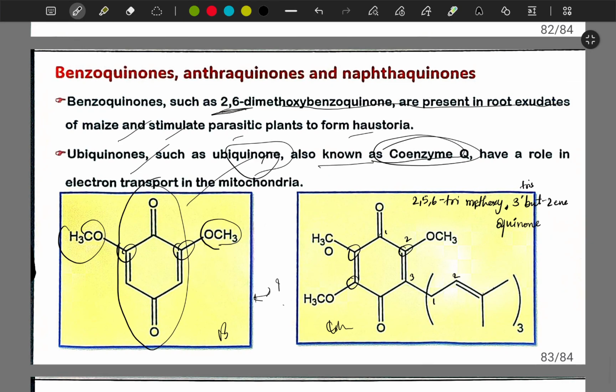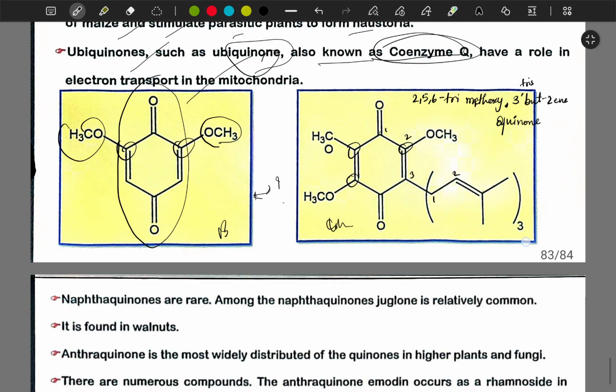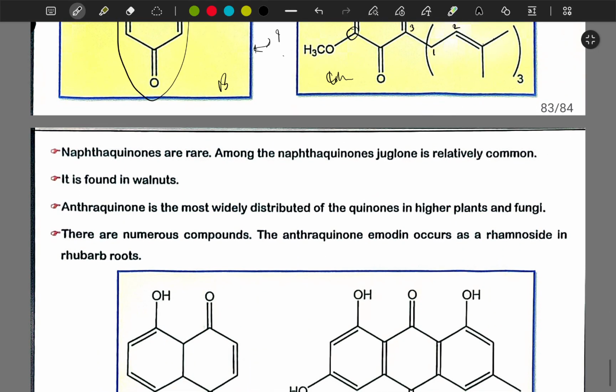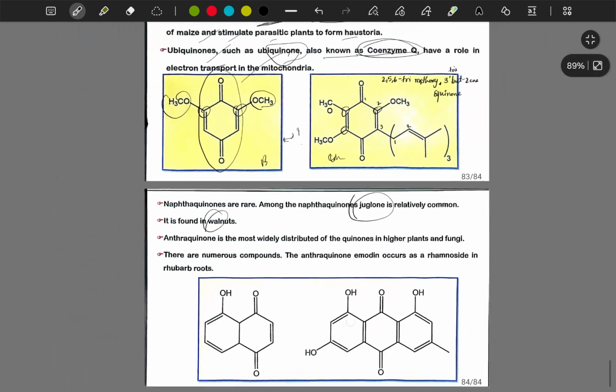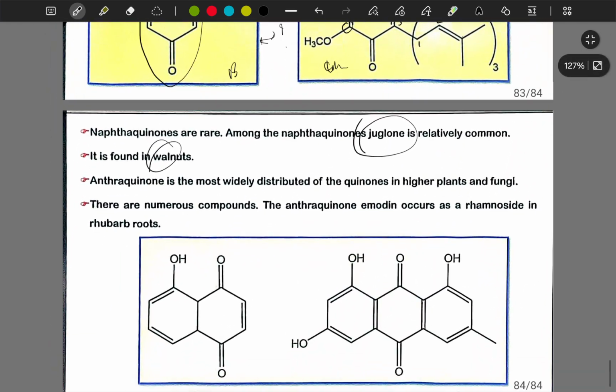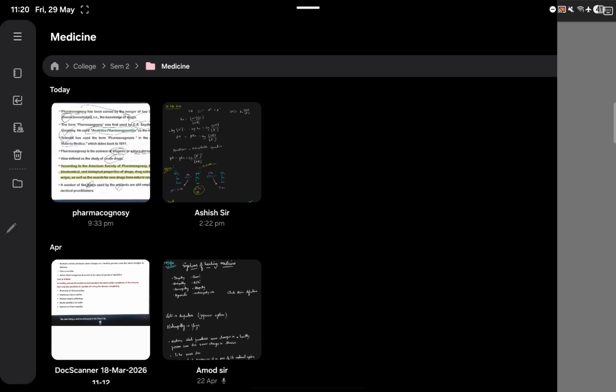So this is coenzyme Q. Next is naphthalene quinones, which are rare among the naphthalene. Juglone is relatively common, found in walnuts. Anthraquinone is most widely distributed among quinones in higher plants and fungi. There are numerous compounds, and anthraquinone amide occurs in the rhamnoside of the root. I am tired. Okay, this presentation is done.